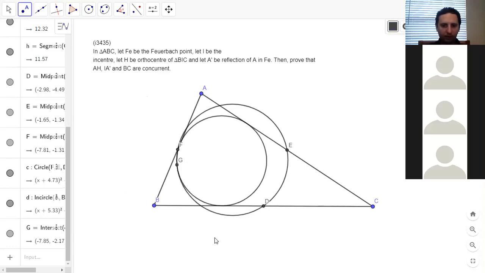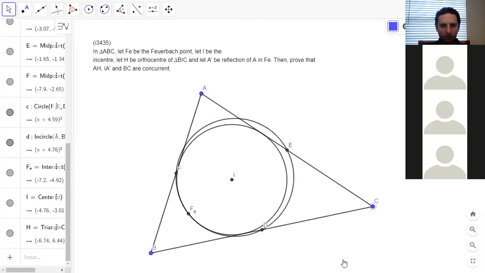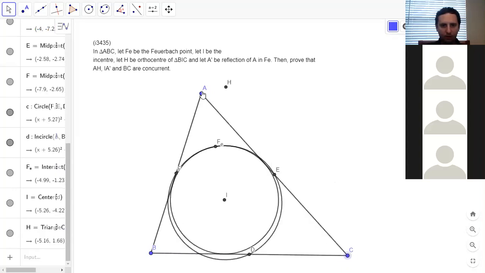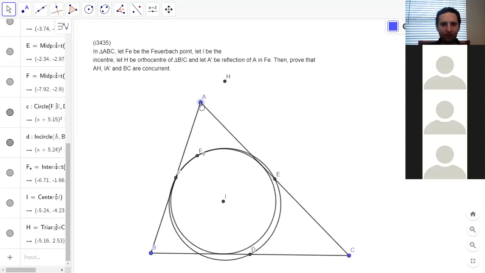so this is Fe. I is the incenter. H is the orthocenter of BIC, so another problem like that. And it's off the page. Yeah, the Feuerbach point moves around so easily, so it's tricky.